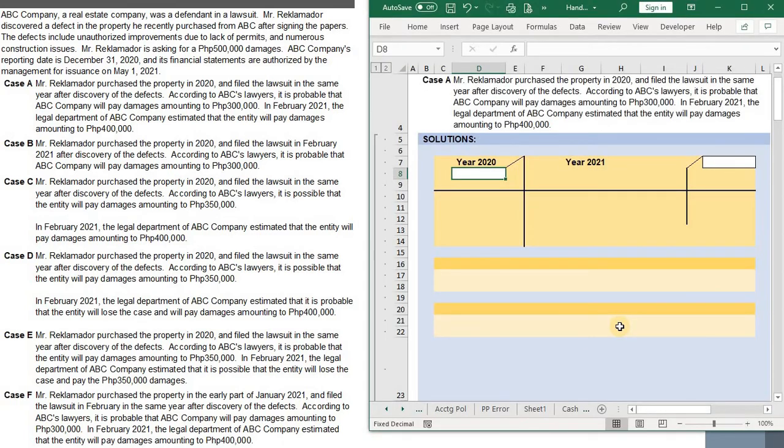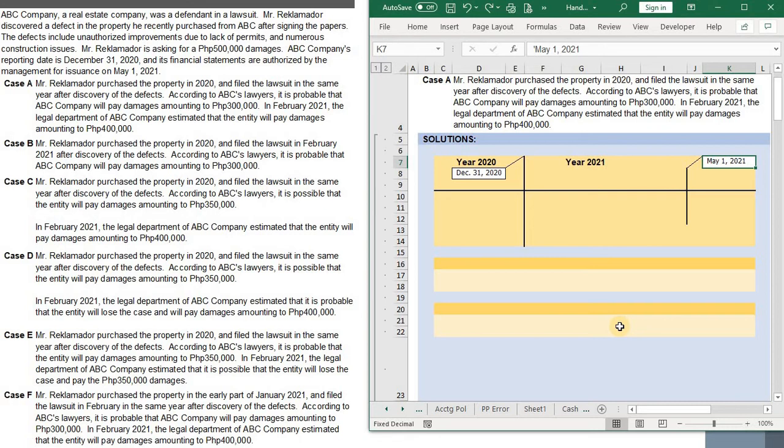Before we proceed, let us determine the two dates, which are important to determine whether an event is under PAS 10. Again, the dates are the end of the reporting date and the date the financial statements are authorized for issue. Based on the problem, the reporting date ends on December 31, 2020. Then, the date the financial statements are authorized for issue by the management is May 1, 2021. So, any event that occurs between these two dates is under PAS 10. Again, what happened in 2021? Based on Case A, what are the events that occurred between these two dates?